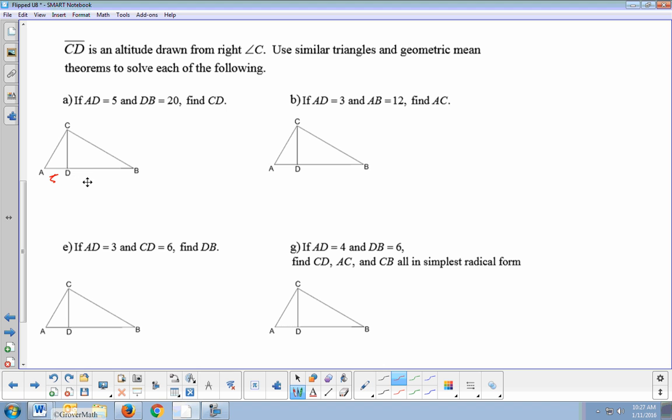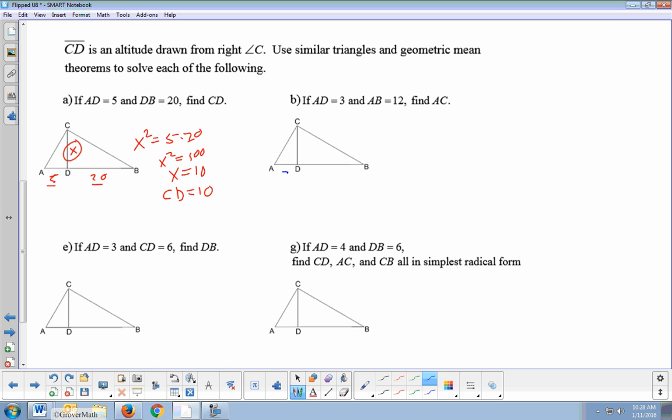So AD is 5, DB is 20, find CD. Because this is the piece in the middle, this squared is the two parts times each other. So you get x squared is 5 times 20. X squared equals 100, x equals 10, CD equals 10. That's it. So you don't need to create a proportion. You can just remember that the altitude squared is the parts of the hypotenuse times each other.